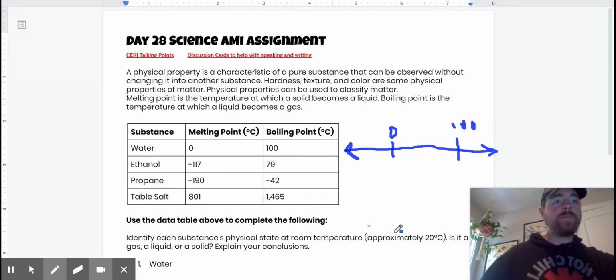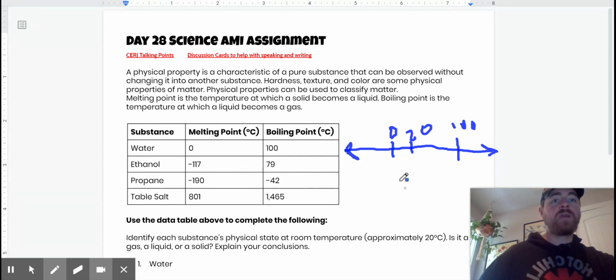So we know that our temperature currently is 20 degrees Celsius. On our number line, that would fall somewhere right about here, in between 0 and 100. So since this is the melting point, anything to the left of that, our water, our substance, would be a solid. In between 0 and 100 would be a liquid, and anything to the right of our boiling point at 100 would be a gas. So since 20 falls in between our melting point and our boiling point, we know that water at 20 degrees Celsius should be a liquid.